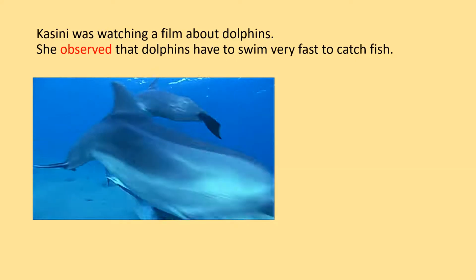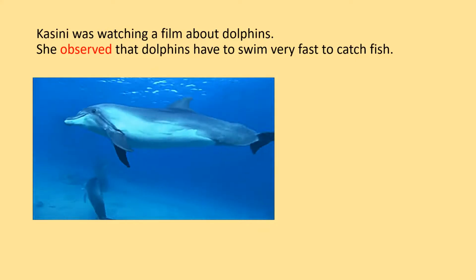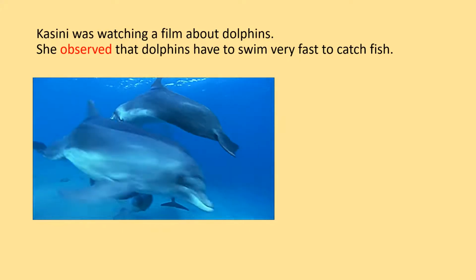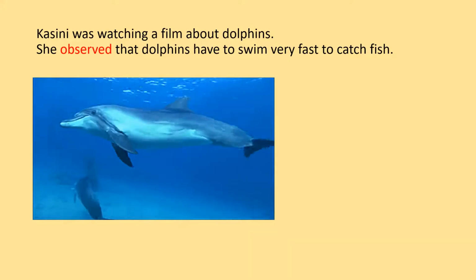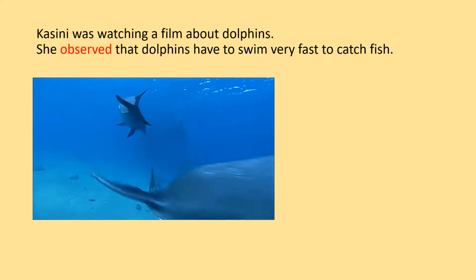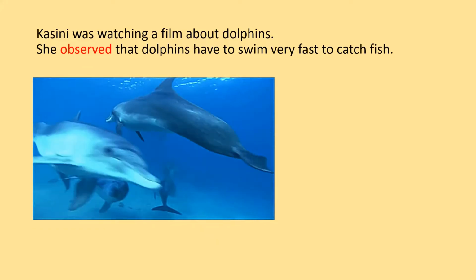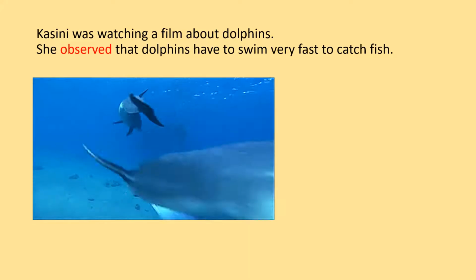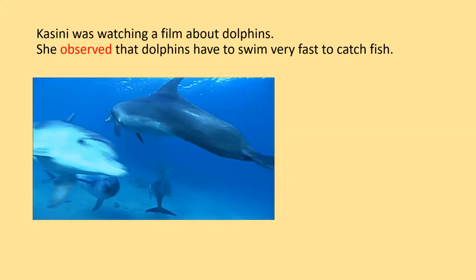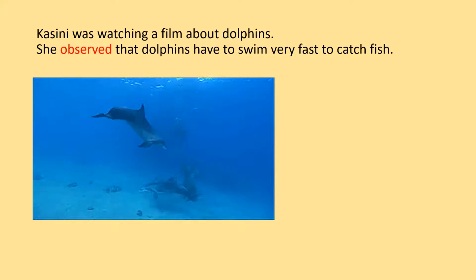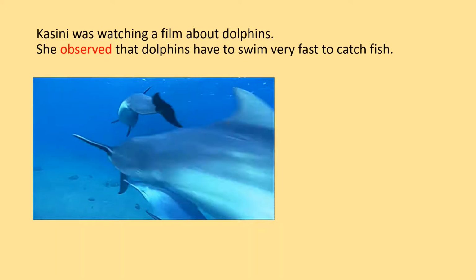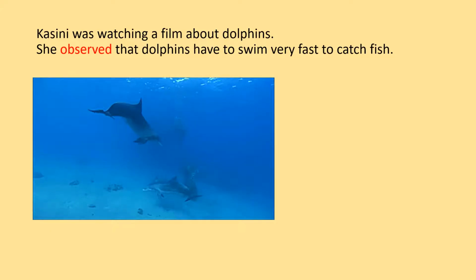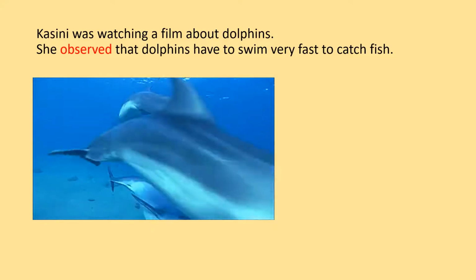So Cassini was watching a film about dolphins. She observed that dolphins have to swim very fast to catch fish. So, in your opinion, what is the question? If she watched that the dolphin has to swim very fast to catch the fish, we have a lot of questions. One of these questions is, what is the effect of the speed?